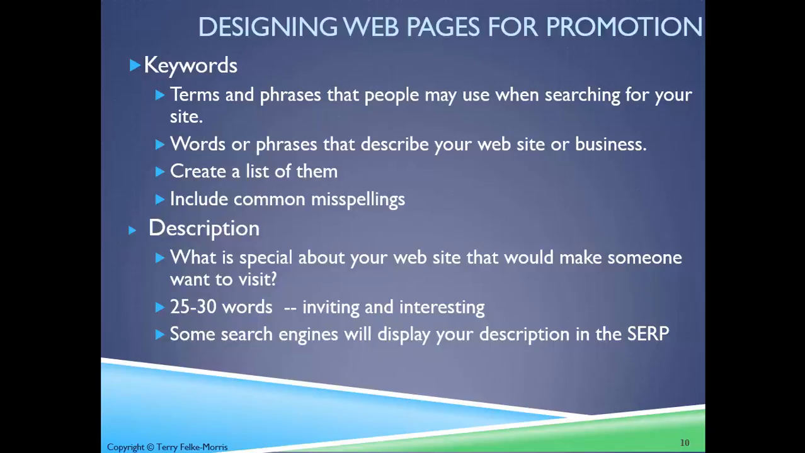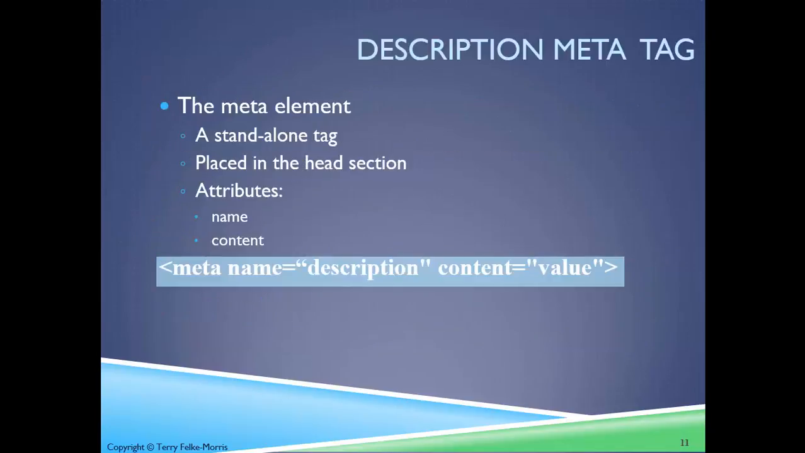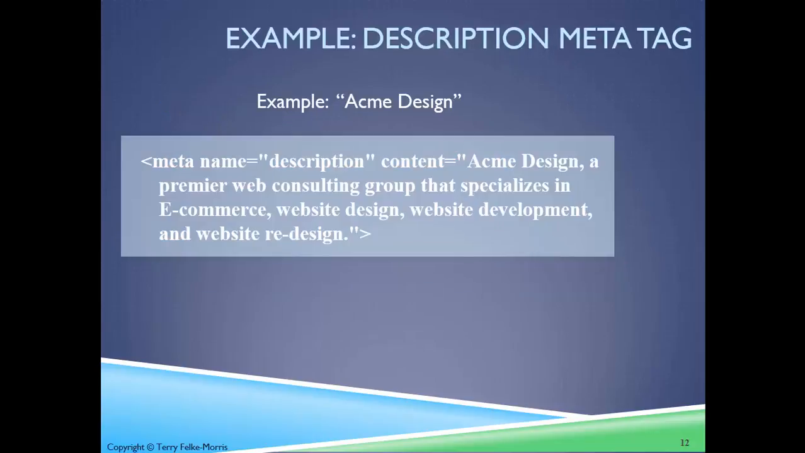As it says, sometimes you even put in common misspellings. So you put that in there as a meta keyword. And there's meta descriptions also. As it says, what's special about your site that would make someone want to visit it? 25 to 30 words. That's how you set up the meta tags. Here's an example.